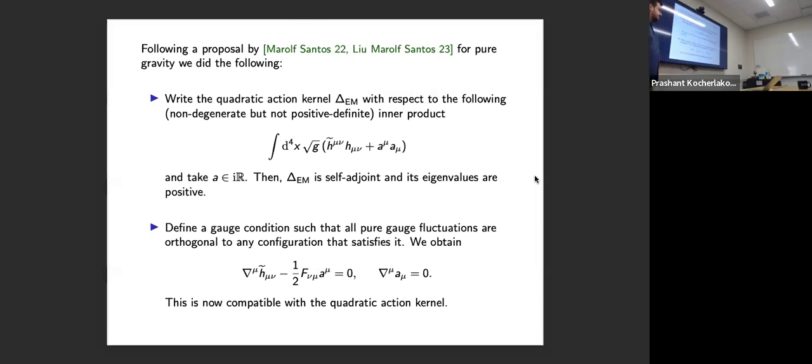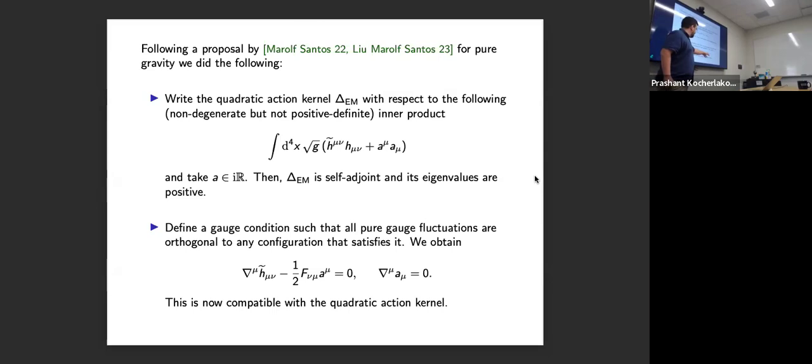Finally, the choice of gauge that deals with this last problem of the previous slide, that was proposed also in the Marolf-Santos papers, is that you should define a gauge condition such that all pure gauge fluctuations are orthogonal to any configuration that satisfies that gauge condition. This can be written in the form of an equation and we can read off what the precise form of the gauge condition would be. And we obtain this expression. So this is the gauge in which we work.